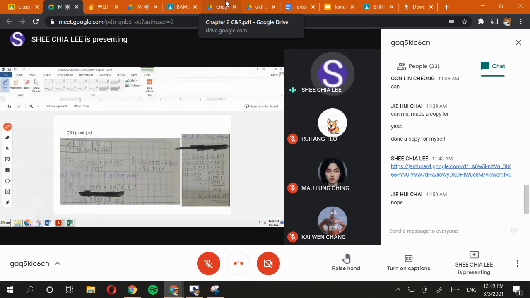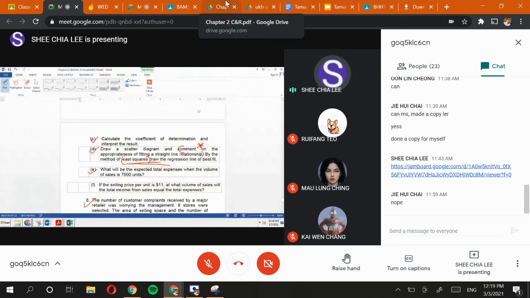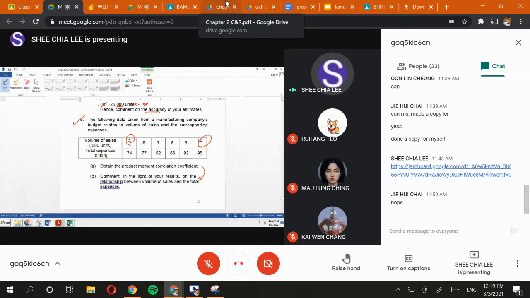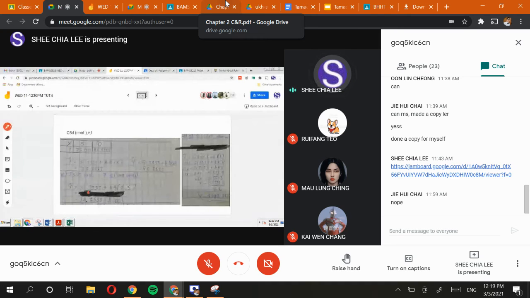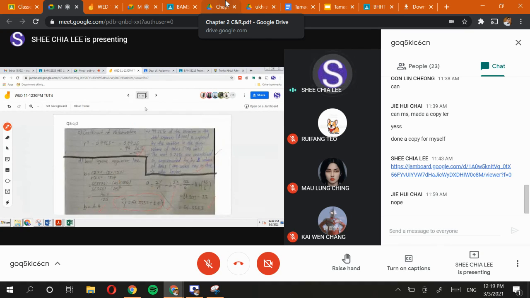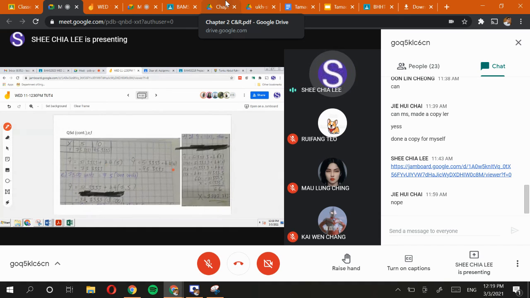Let's say I want to choose 5 and 10. You choose 5 and 10 because this is the smallest value and the largest value. Normally, we would get the smallest value and the largest value so that we can cover the whole graph. So you substitute 5 in this regression equation, and you substitute 10 in the regression equation, so you get your y value.